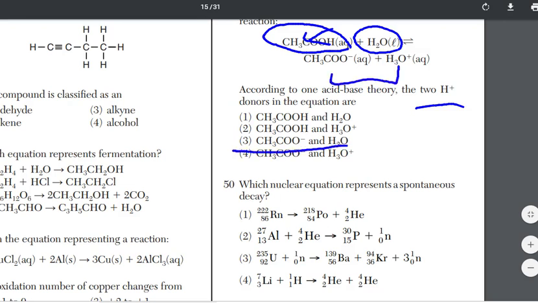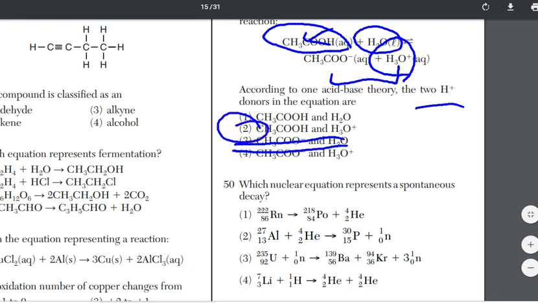So I can cross out 3 and 4, and going from right to left, it's got to be the H3O plus that's going to donate the H plus back to CH3COO minus, so that makes choice 2 our answer.